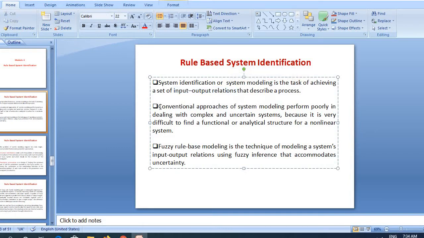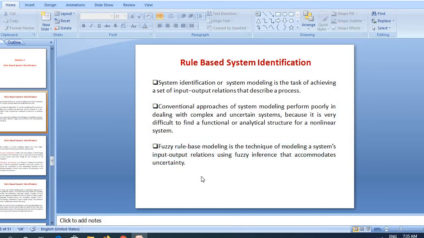In earlier days, conventional mathematical approaches were used for system modeling. The main problem with that is that it's not able to handle uncertainty. And if the input-output relation is non-linear, it's very difficult to find the structure of the relation between input and output. So fuzzy modeling or fuzzy system identification would be better because it can accommodate uncertainty and non-linearity well. That is why we are going for rule-based system identification or fuzzy rule-based system modeling.